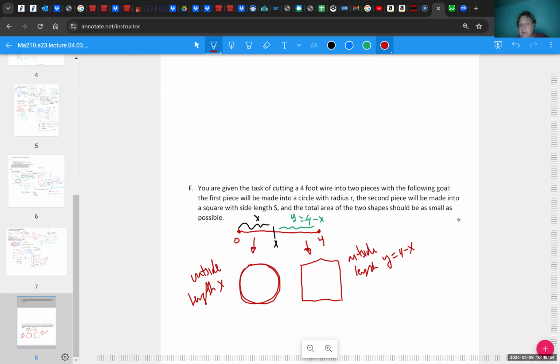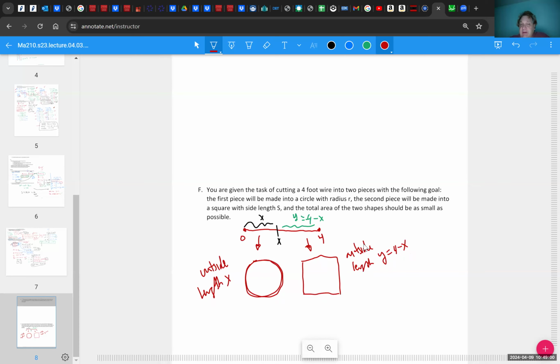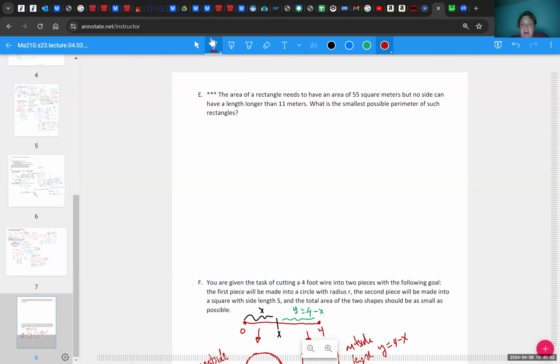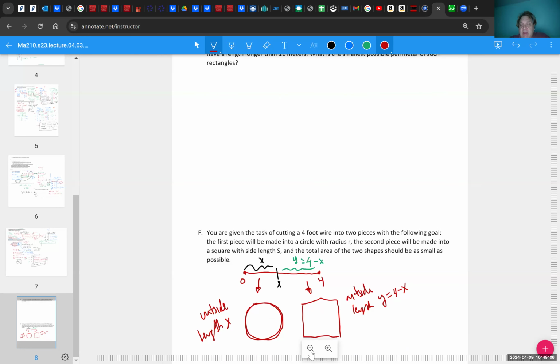So that's a little bit of a hint on letter F. Again, my appeal would be to pause and give one or both of these a try: the rectangle one and this weird wire cutting one where we end up with a circle and a square. I'm going to write out my solutions and then I will go over them with you.